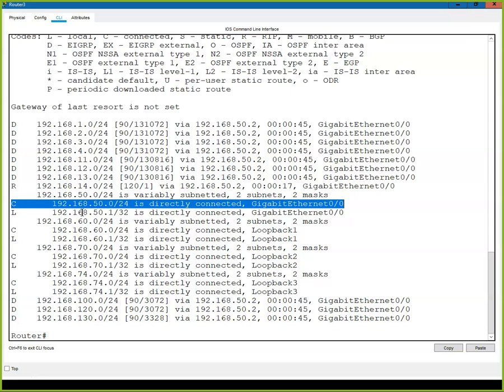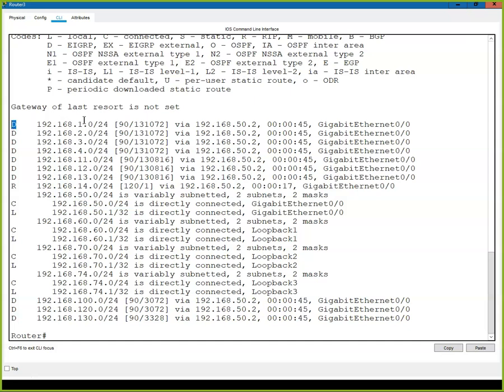We also have this L here, and you notice it's a /32. This is the actual IP address of the interface that this route is attached to, directly connected. We have a couple of different things we're talking about here, metrics for this. The metrics, the administrative distance, the order that this goes in.